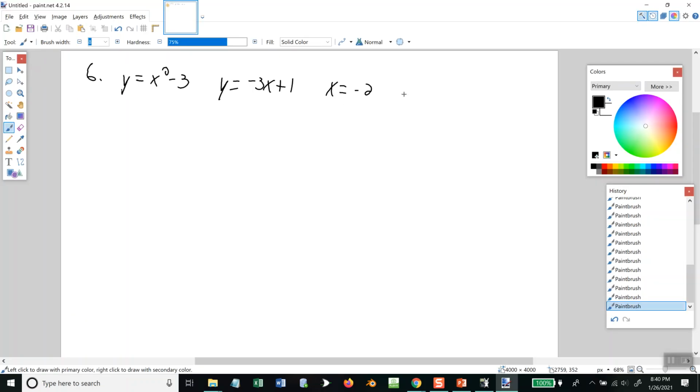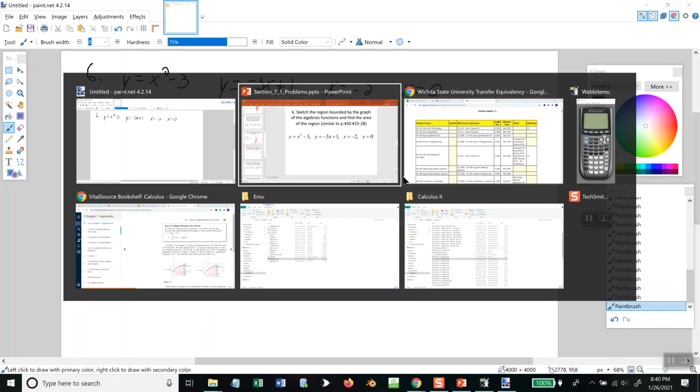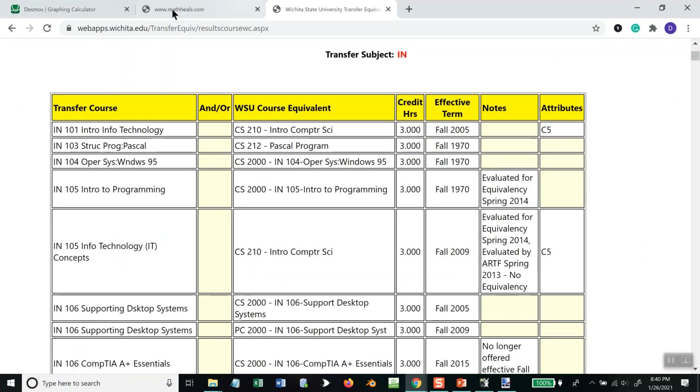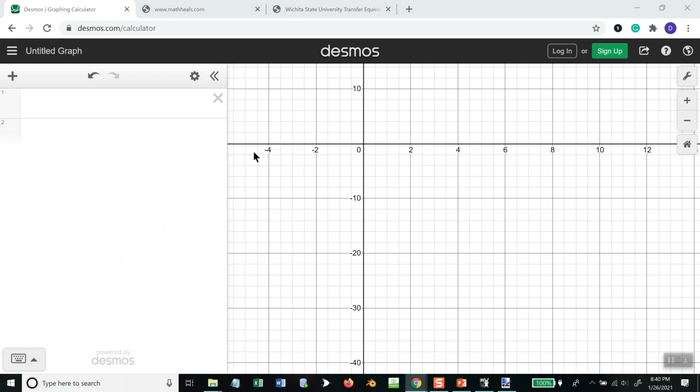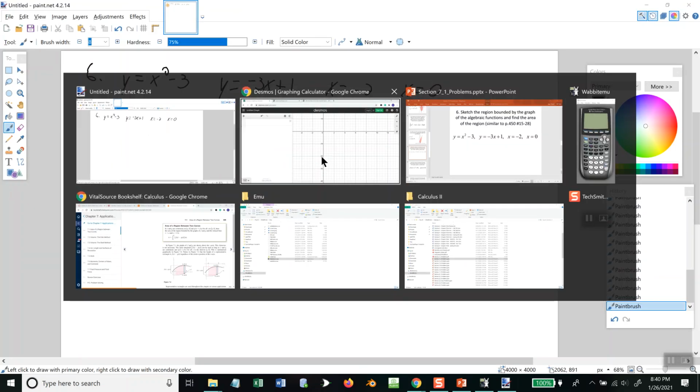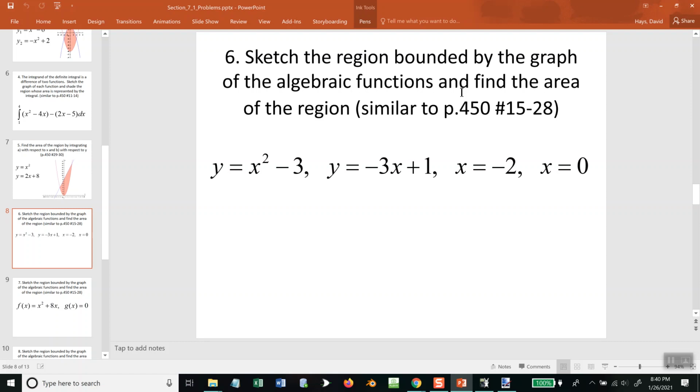Now I'm not going to do a lot of these by hand. I'm just going to do the setup because I think I've shown you enough by hand. Hopefully you remember it now. Now we're going to graph this to see what we're dealing with, because the instructions are to sketch the region bounded by the graph and find the area of the region.